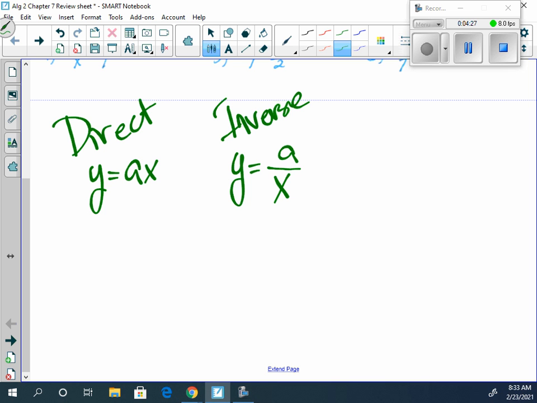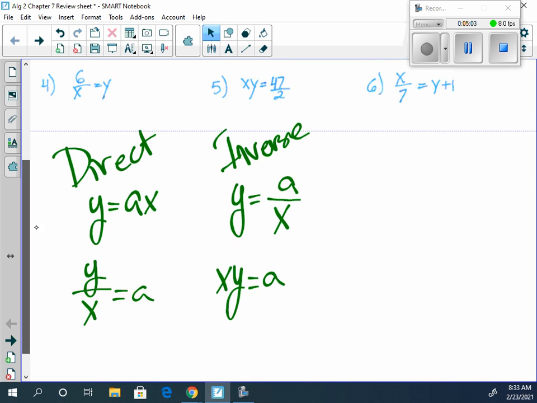Now, we also had it in the form of y over x is equal to a, where I can divide both sides by x, and we get this here. And it's really helpful because we have the constant term by itself. That's kind of the main reason we would have it set up in this form. Now, for inverse, we can do the same thing, get a by itself, but this time we would multiply instead of divide. So we get x times y is equal to a for inverse.